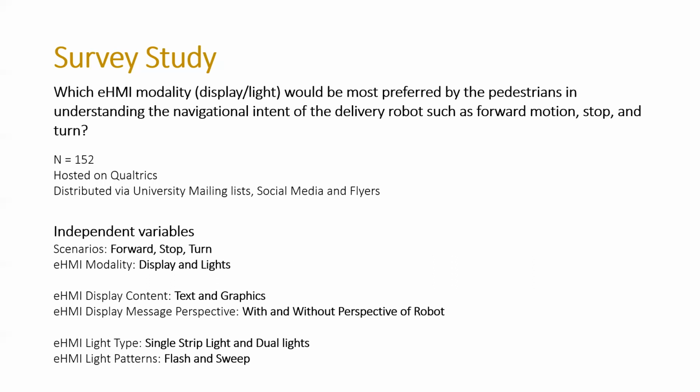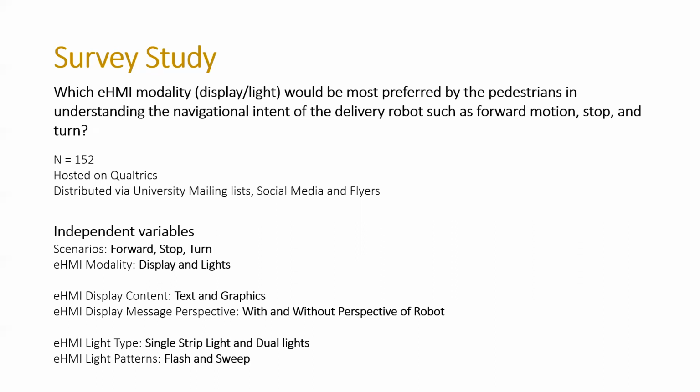We conducted a survey with 152 participants, and the survey was hosted on Qualtrics. The link for the survey was distributed using university mailing list, social media, and flyers. In the study, we considered three different scenarios: the robot moving forward, the robot coming to a stop from motion, and the robot turning. For each of the scenarios, various eHMI designs were created based on display and lights.